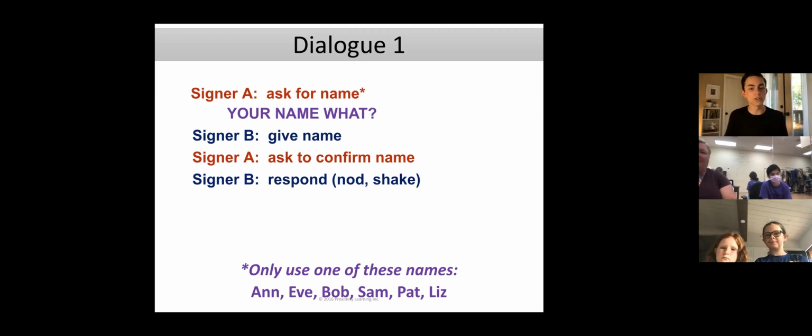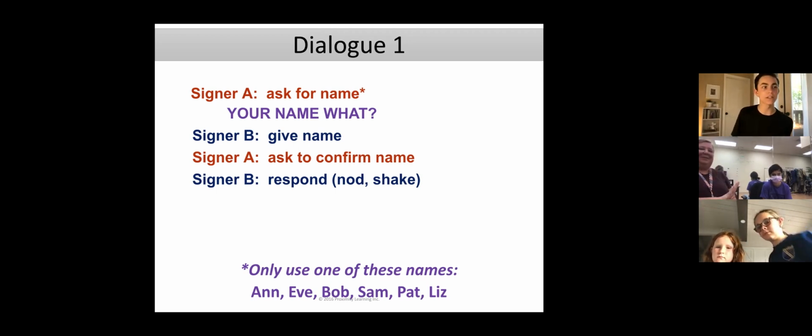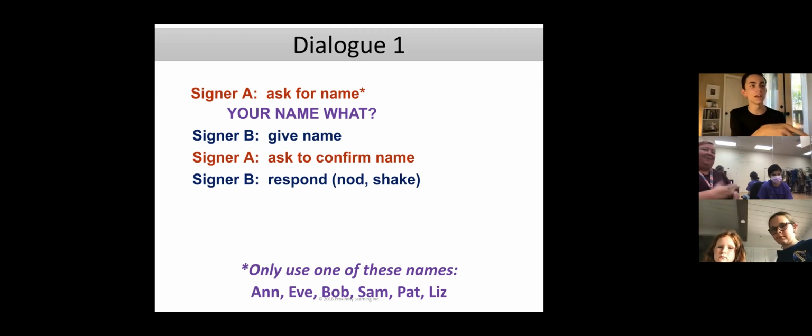Okay, so now I'd like you to try. And actually, there's two of you in both frames, so you can try signing it to each other. This is perfect. So ask for a name, your name what? The other person gives a name using one of the ones at the bottom. The other person confirms your name, sign the name, and then respond with a shake yes or no. Go ahead and try. So your name, what?